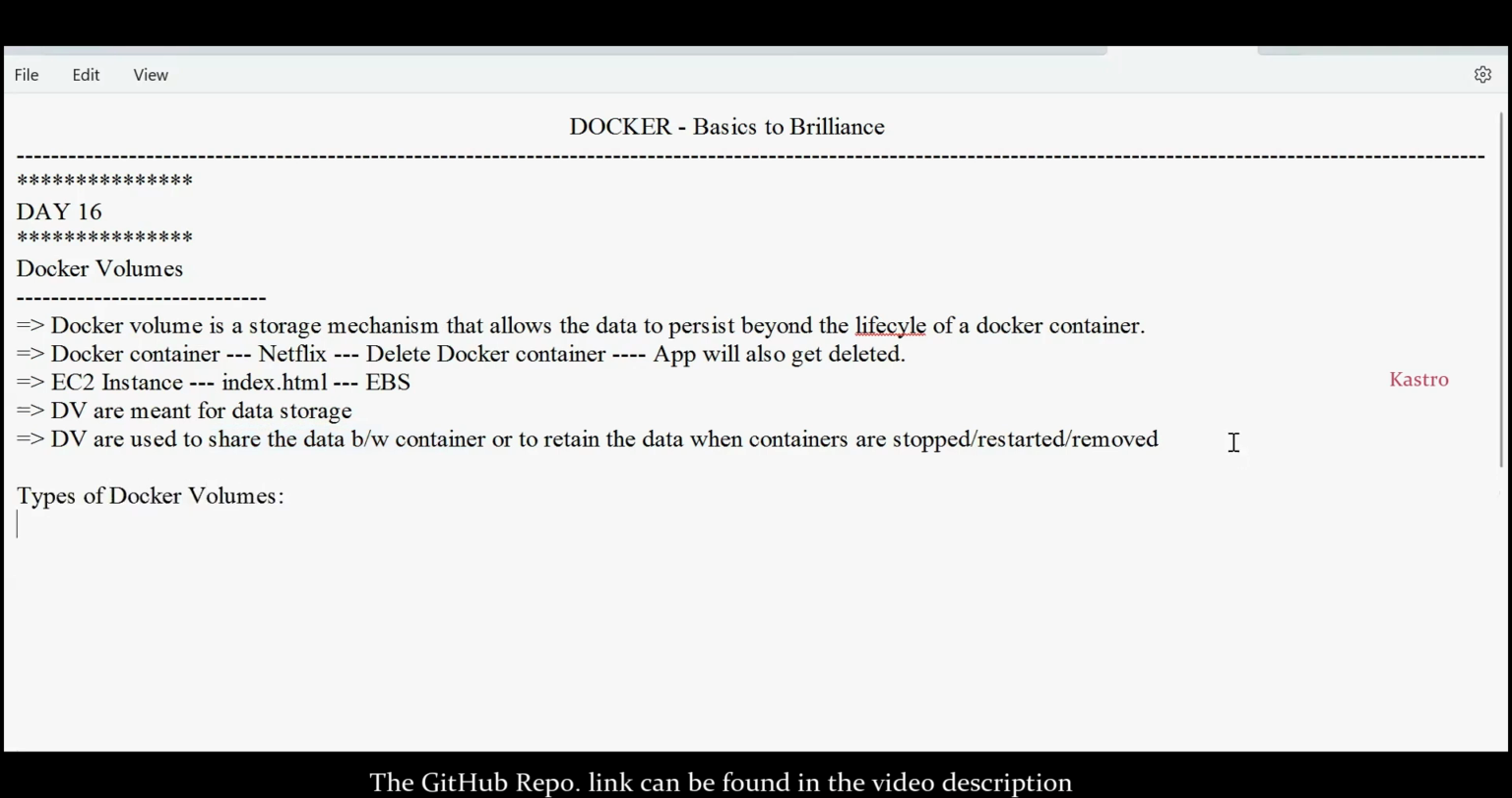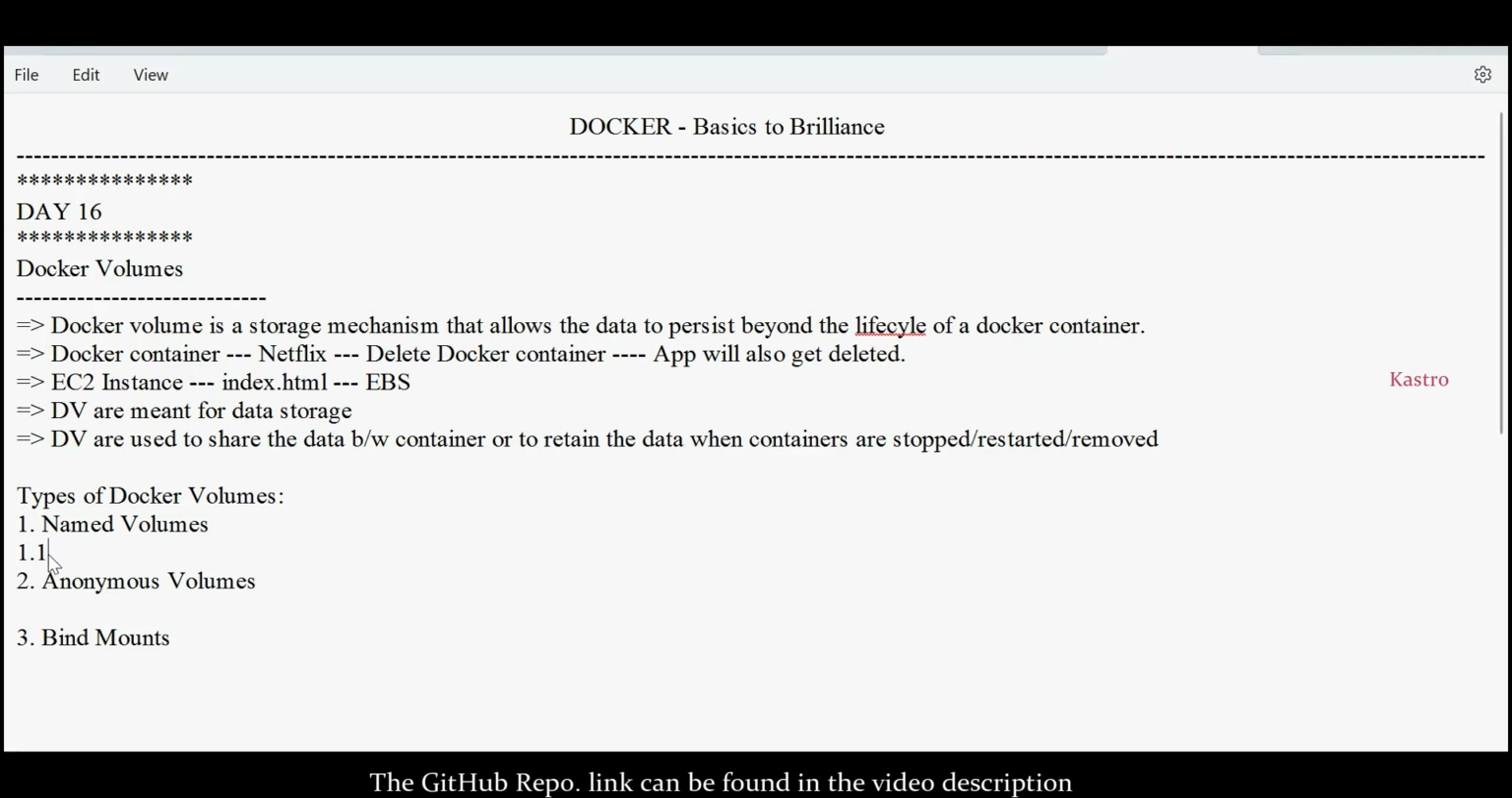In general, we have three types of Docker volumes. The first one is known as named volumes, the second one is known as anonymous volumes, and the third one is known as bind mounts. Named volumes, anonymous volumes, and bind mounts are the three different types of Docker volumes.